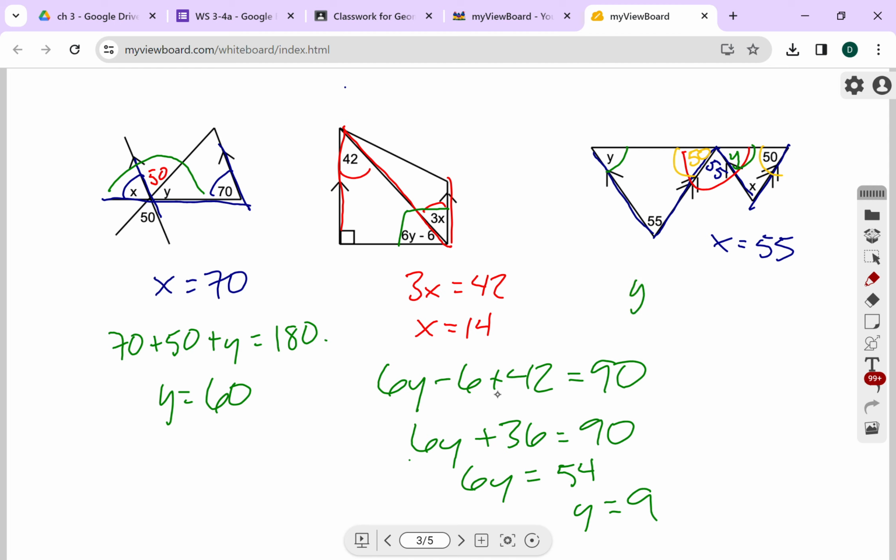If I had y plus, what is that, 105, it would be equal to 180. So then y equals 75. Right?